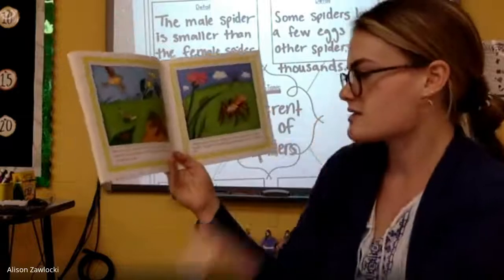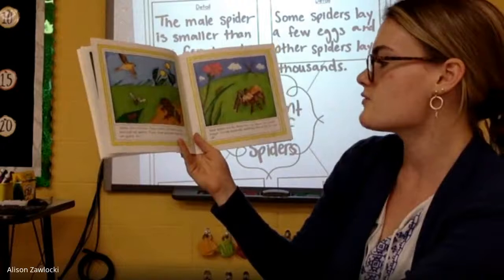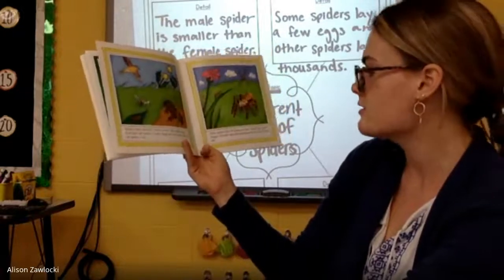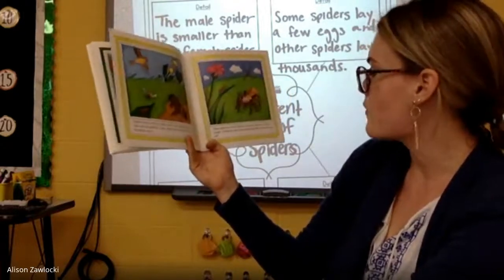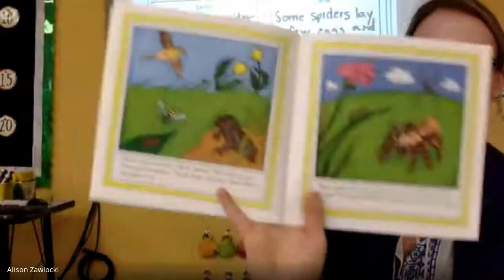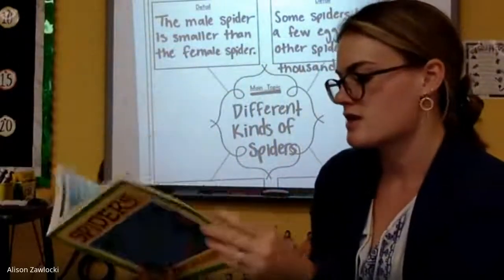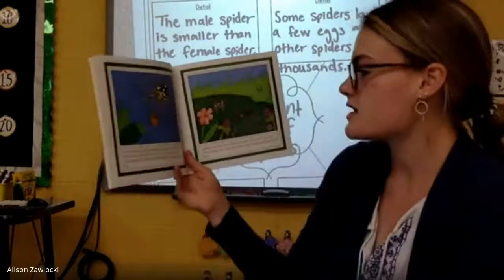Spiders have enemies. Some insects, like spider wasps, hunt and eat spiders. Toads, frogs, and some birds like to eat spiders too. Most spiders live for about 1 year. Some live much longer. Female tarantulas can sometimes live up to be 25 years old. That's wild.